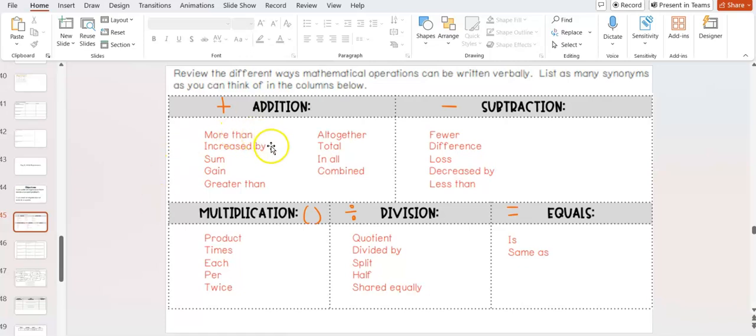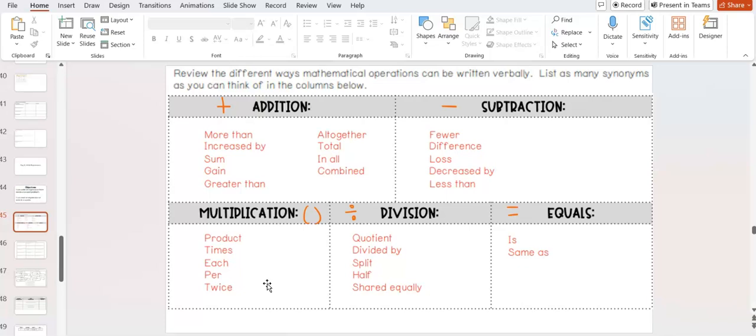So like more than or increased by, the sum, greater than, altogether, a total, or in all. These are words that mean addition. Subtraction is fewer or difference, a loss, decreased by, or less than. Multiplication is a product or times, each, per, twice, right?